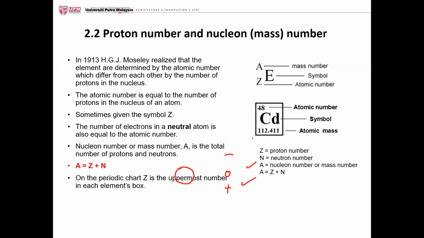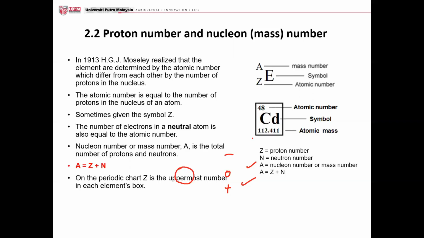So proton number or atomic number is given the symbol Z. Meanwhile, for mass number or nuclear number, the symbol used is A. The number of electrons in a neutral atom is also equal to the atomic number, meaning that if the atom is neutral, the number of electrons and the number of protons are the same.